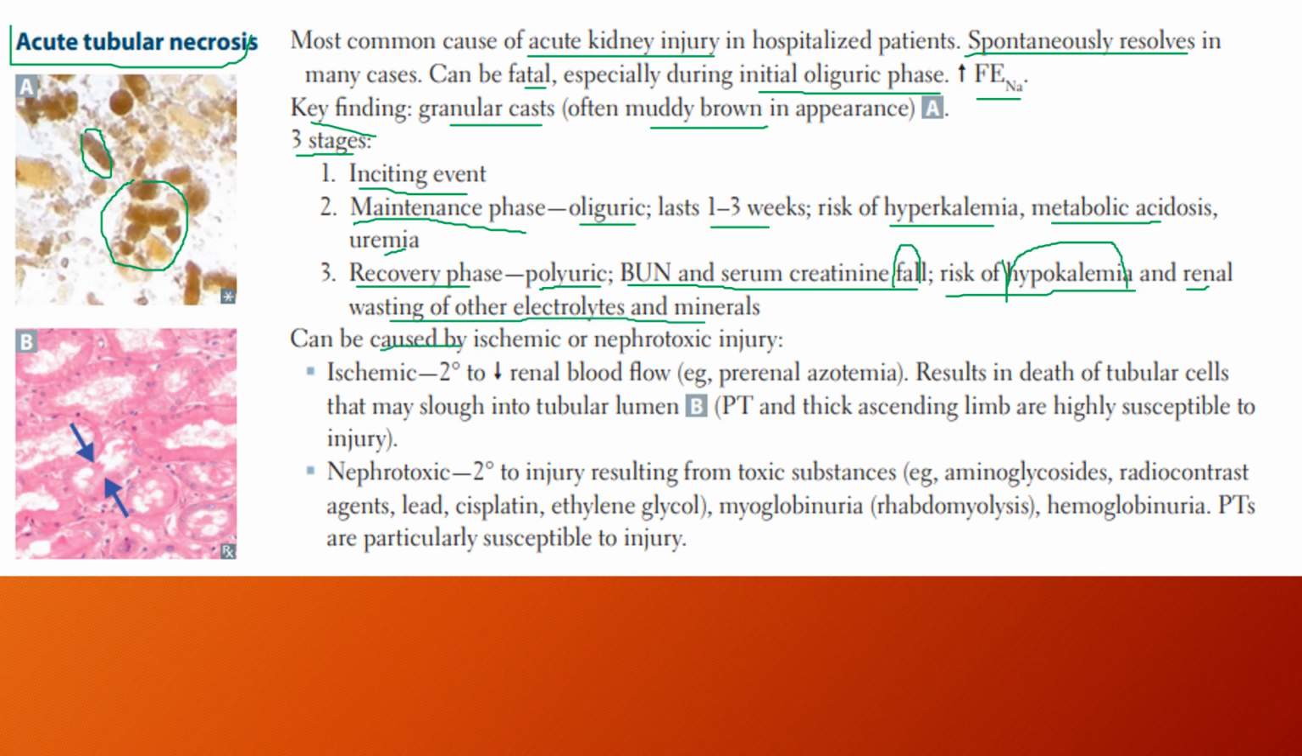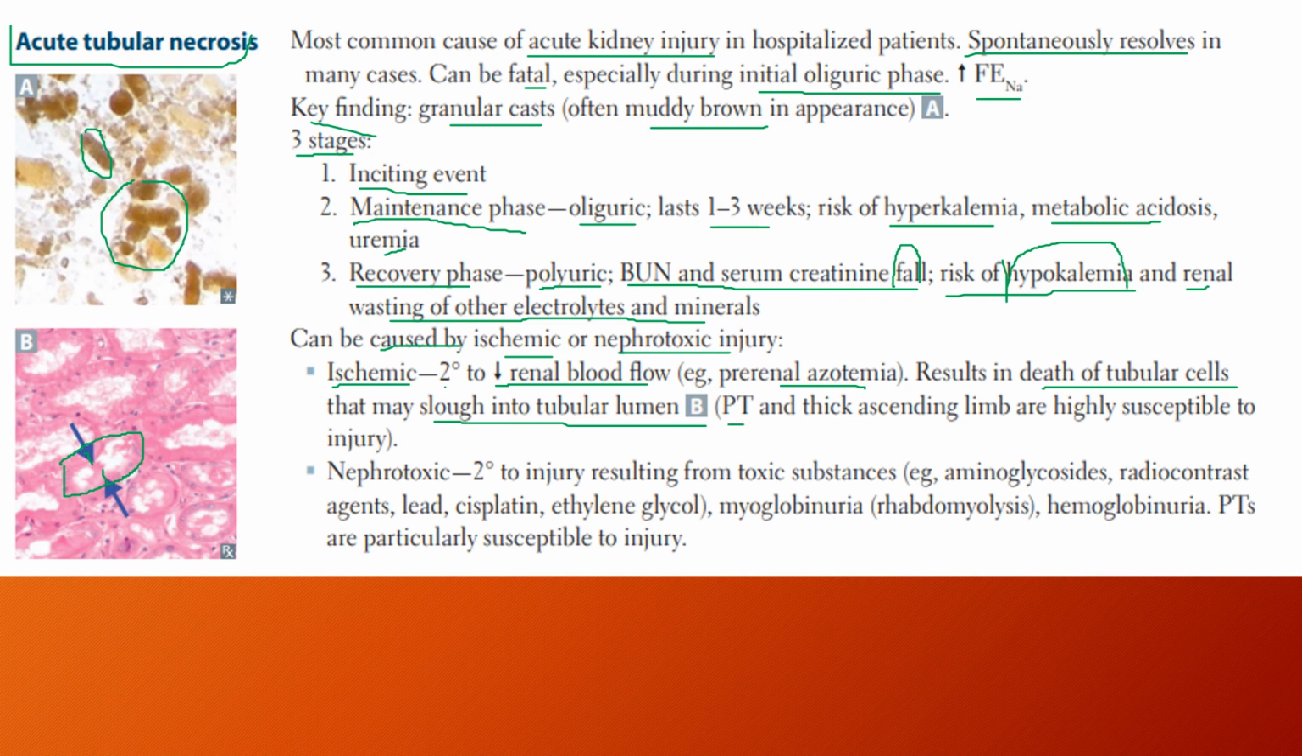It can be caused by ischemia or nephrotoxic injury. First, we'll talk about the ischemic cause, secondary to low renal blood flow. Examples: prerenal azotemia, resulting in death of the tubular cells that may sludge into the tubular lumen. As you can see in this image, here we can see the sludge in the tubular lumen. That means it is constricting, it's getting constricted.